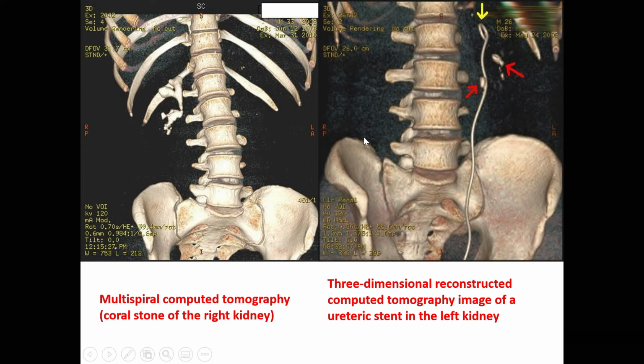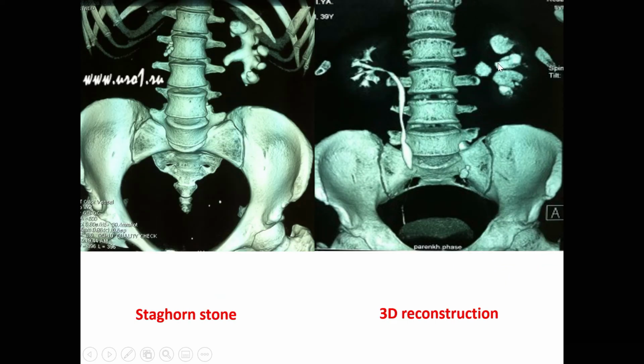Multispiral computed tomography, coral stone of the kidney. The three-dimensional reconstructed computed tomography image of the ureteric stent in the left kidney. Here it is, our ureteric stent, and also the stone and the second stone. The staghorn stone, here it is. The 3D reconstruction with the stone, and the normal kidney with contrasting.